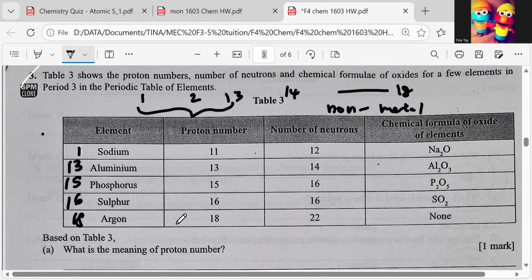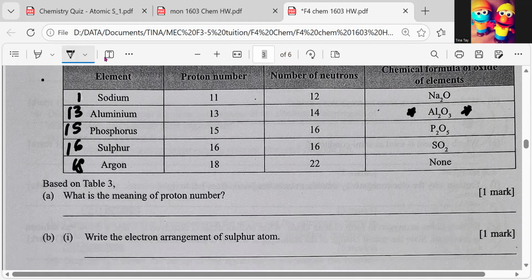Okay. And then metal can react with oxygen to form a metal oxide. Metal oxides are basic. Remember what's basic? Base means it can neutralize acid. Non-metal oxides are acidic. That means they can neutralize alkali. But aluminium oxide is the only one that you learn that is amphoteric. What is amphoteric? That means it can react with both acid and base. Can react with both acid and alkali.